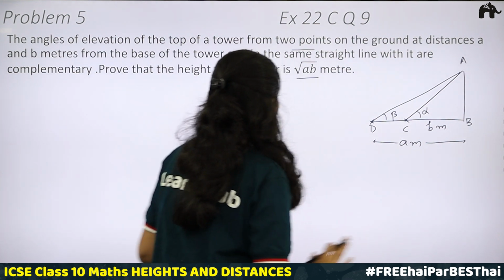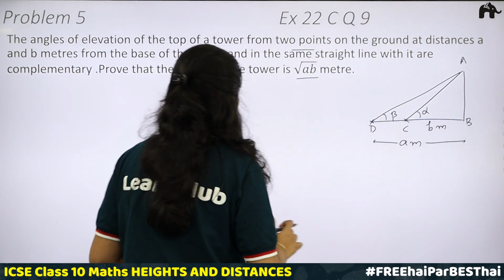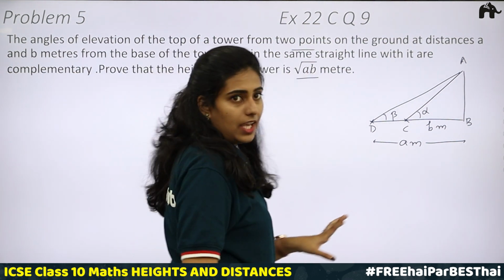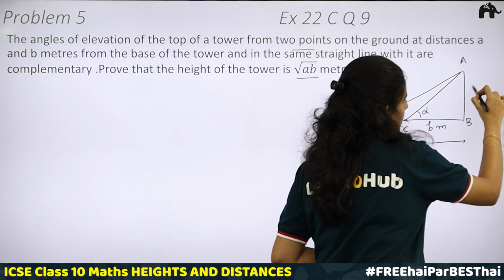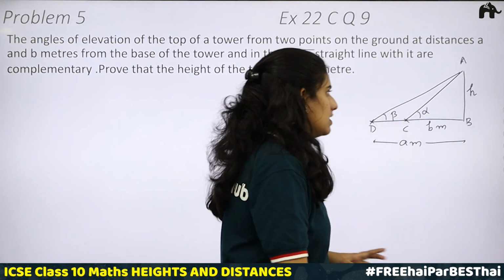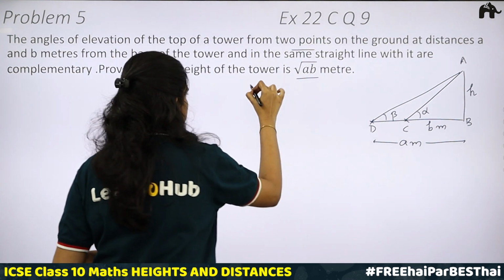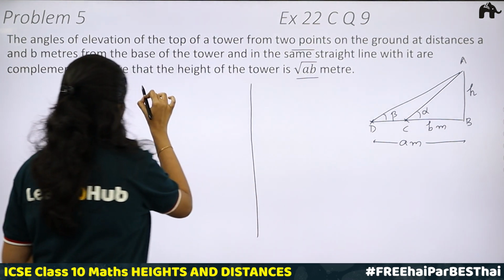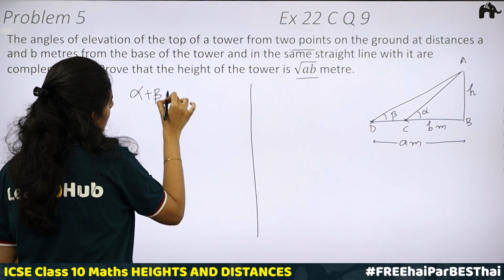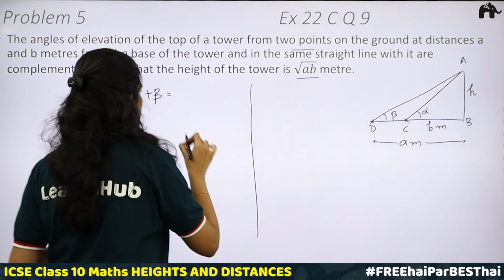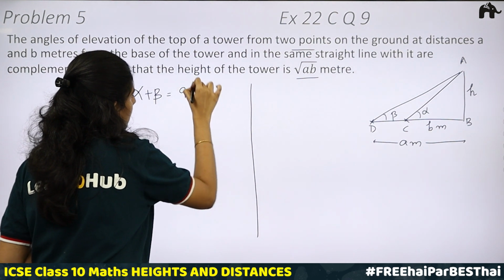We have to show that the height of the tower is root of AB. Now let us take the height of the tower as some h. We don't know what h is. We have to prove that h is equal to root of AB. We have the angles complementary. Alpha plus beta is equal to 90 degrees.